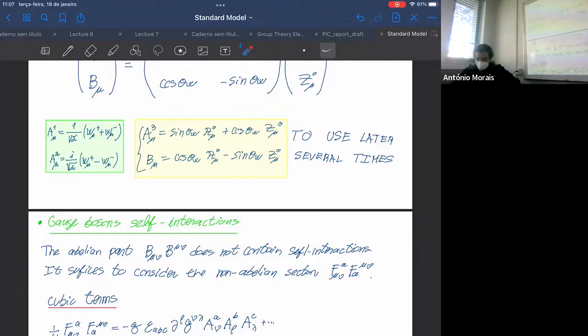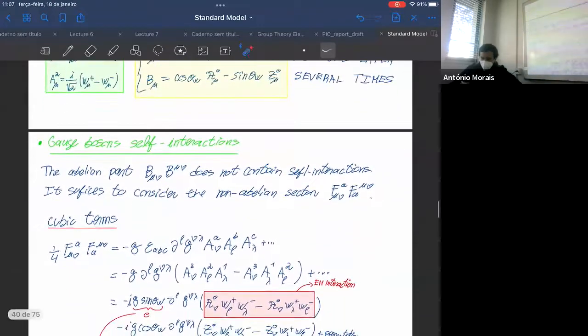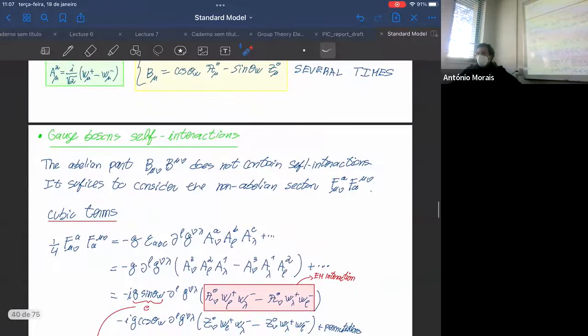So let's expand this. First, cubic terms. Let's just capture the terms that have three gauge bosons in them. First, they are written in terms of the gauge eigenbasis. So what is not the mass basis is the gauge eigenbasis. You can call it that way. In the Fermilab we can call it flavor basis, but it's also correct to name it gauge eigenbasis.